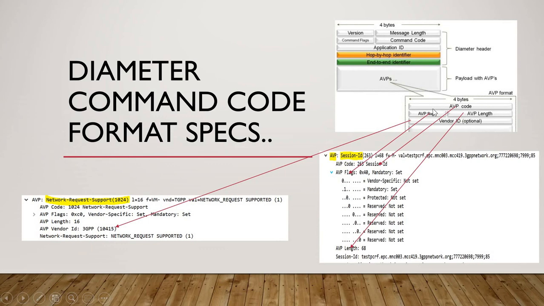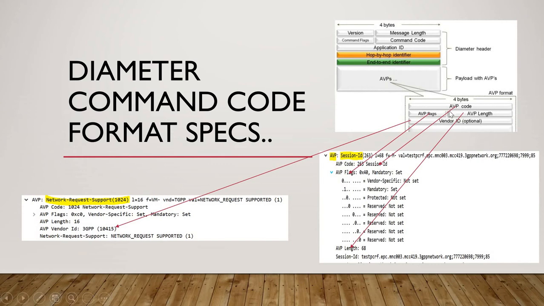So if I open the TCP dump, you will see the AVP code here, which is 263, the session ID. Even in the Diameter command code, there is a lower layer, which is the AVP. An AVP also has an AVP code. Here the AVP code is 263, so Session-ID has AVP code 263.